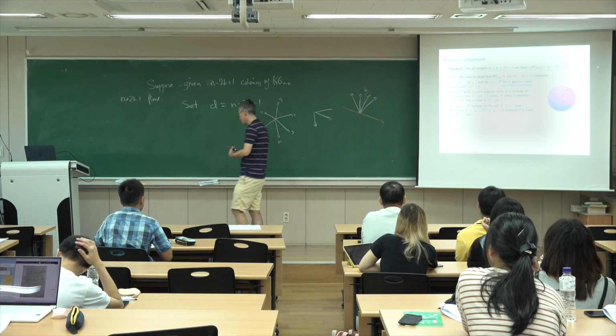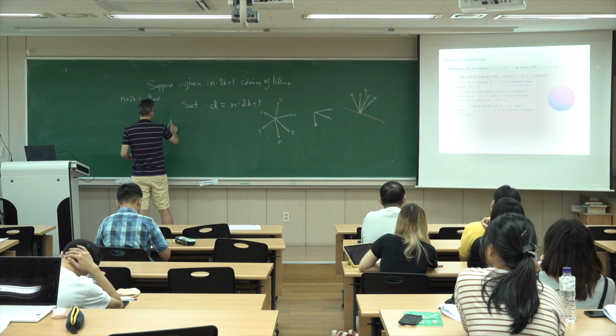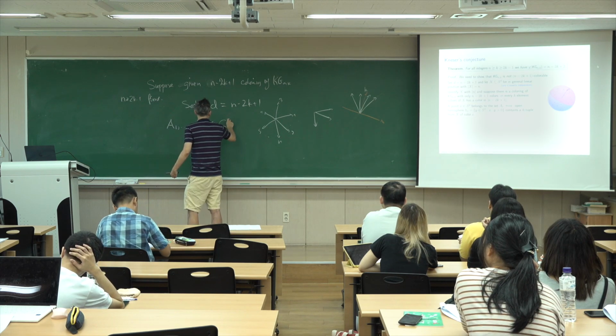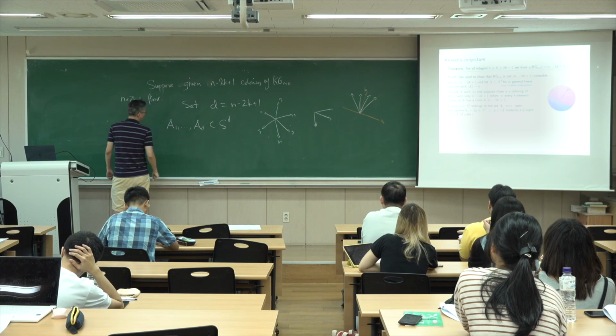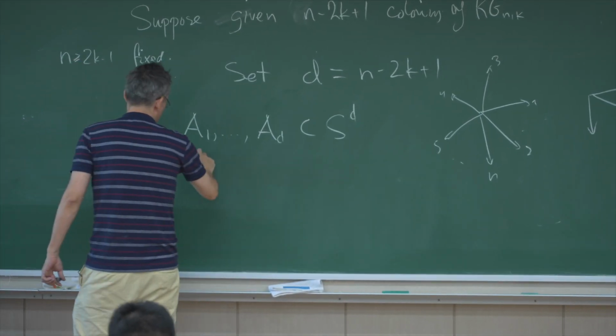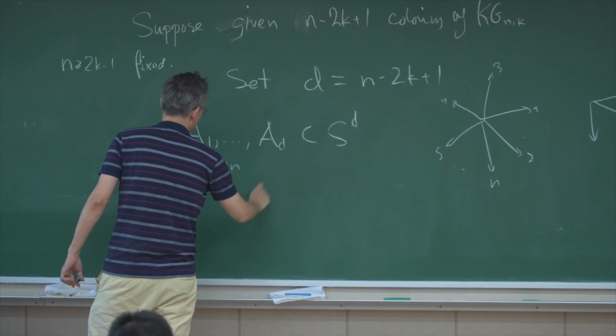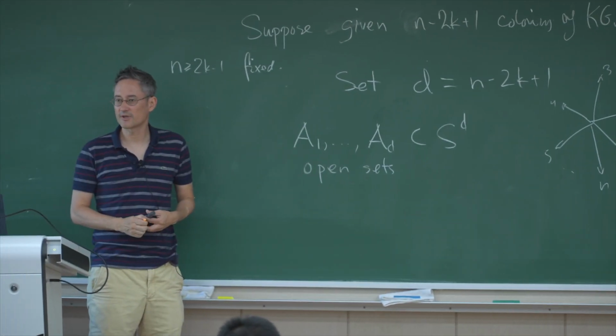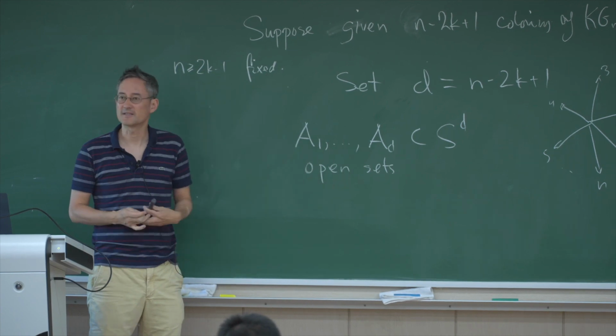And I have d of them, so I have A1 up to AD in S^d, and these are open sets. This is what I've defined now, and that comes from my coloring. Given my initial coloring of the graph, I can define these sets now.